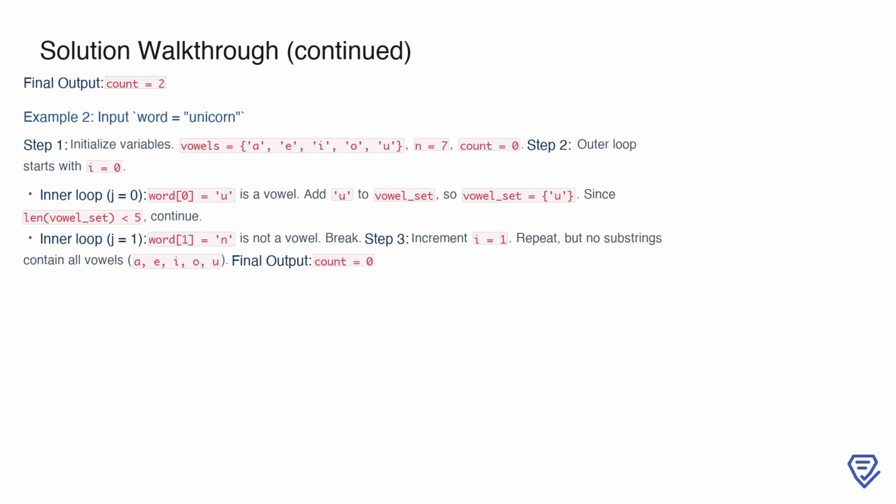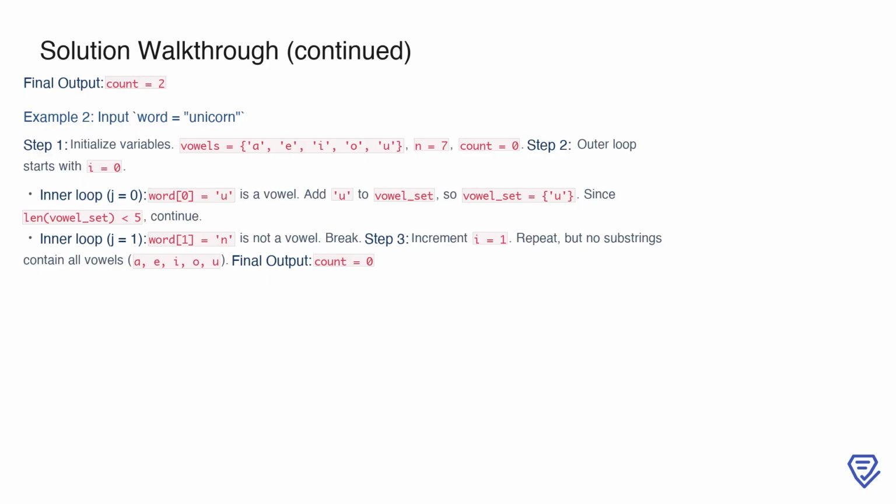At j equals 0, the character is U, which is a vowel. We add it to vowel_set, making the set contain just U. Since the set has fewer than 5 vowels, we continue. However, at j equals 1, the character is N, which is not a vowel, so we break the inner loop and move to the next starting index.